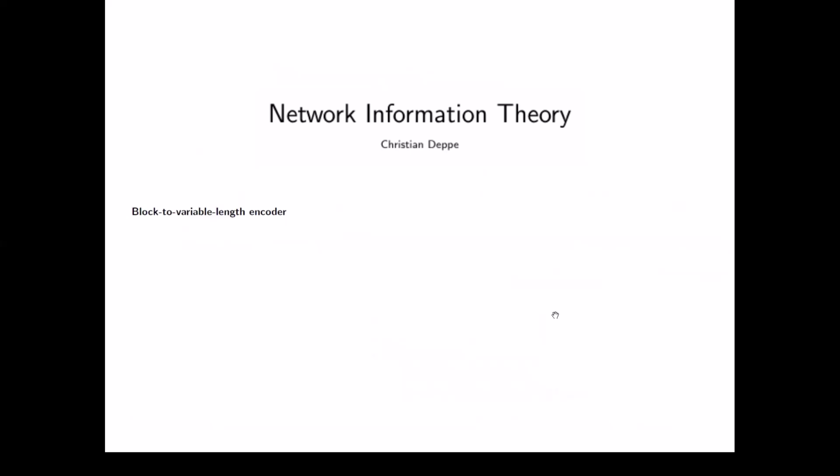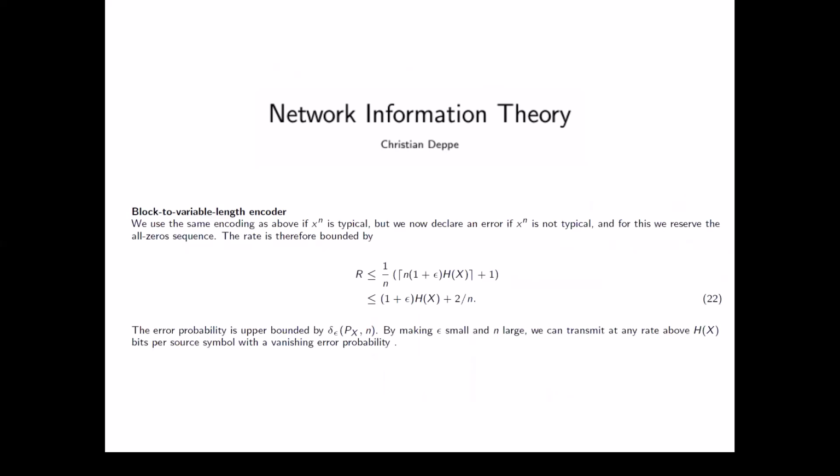Now we look at the second case, that's block to variable length encoder. So we use the same idea in principle now. But we have the advantage, now we don't have the same length for each code word. We can use variable length. So again, we use this idea that with high probability, the sequence which is put out by the source is typical. And if it's not typical, we just map it to some sequence, so we know that there will be an error. So what we do, we reserve the all 0 sequence.